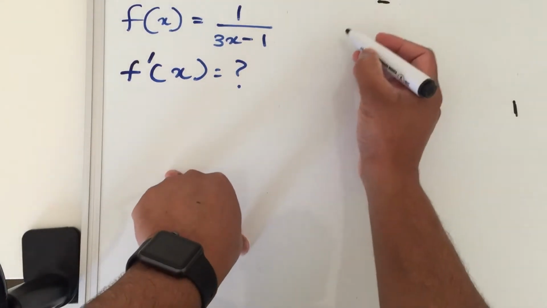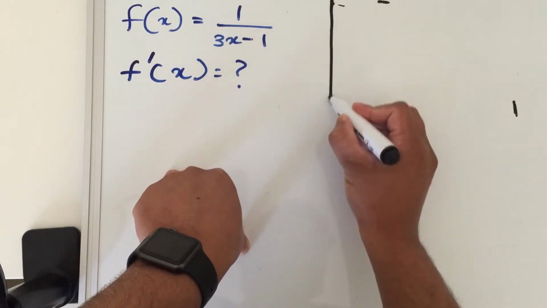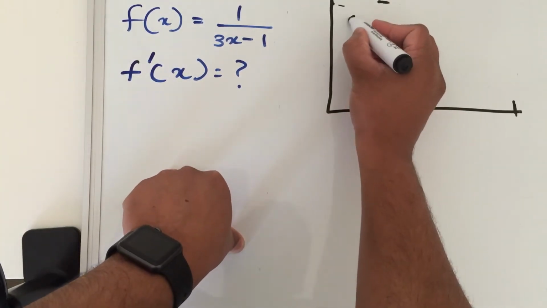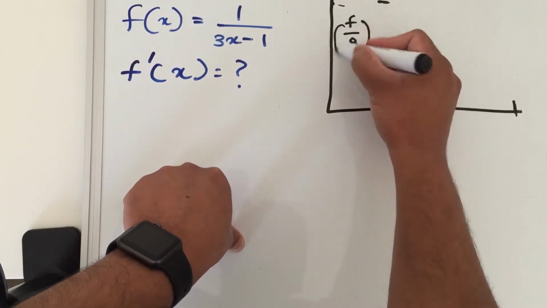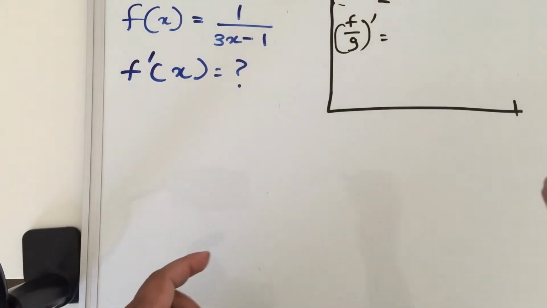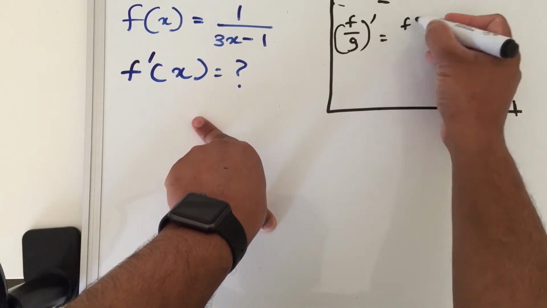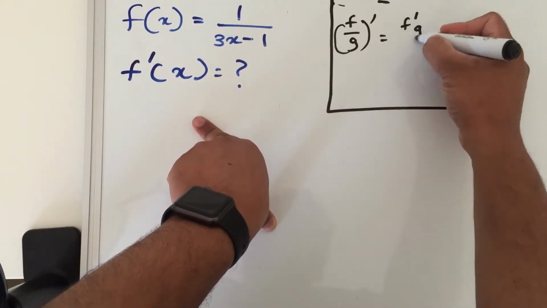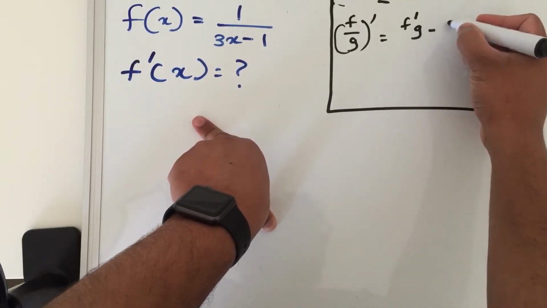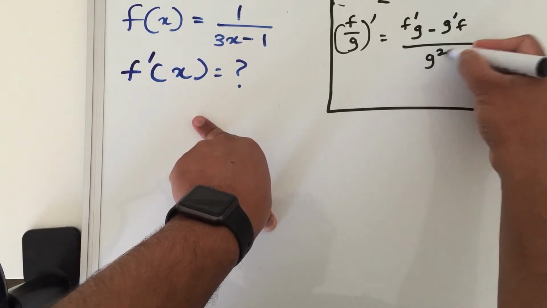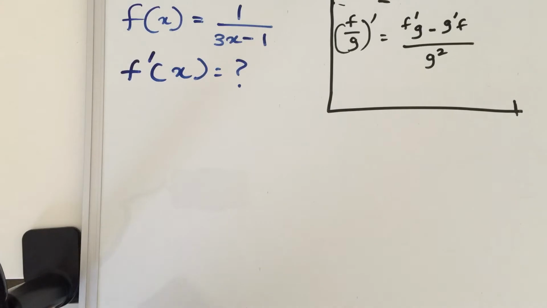To find the derivative of a fraction, there is a rule that I'm going to write down here. Let's say f over g is a fraction, so f is the numerator and g is the denominator. To find the derivative of a fraction, we find the derivative of the numerator times the denominator, minus the derivative of the denominator times the numerator, divided by the denominator squared. This is a rule that we always have to apply when we try to find the derivative of a fraction. Okay, let's apply this.